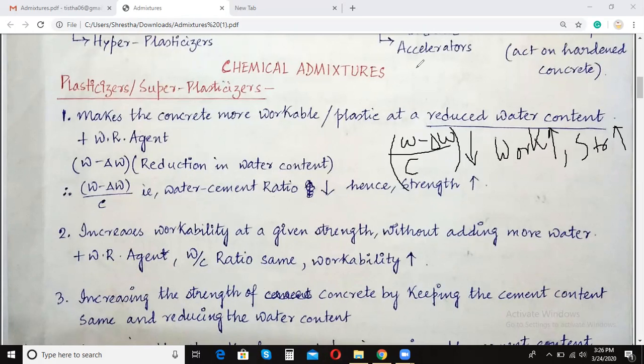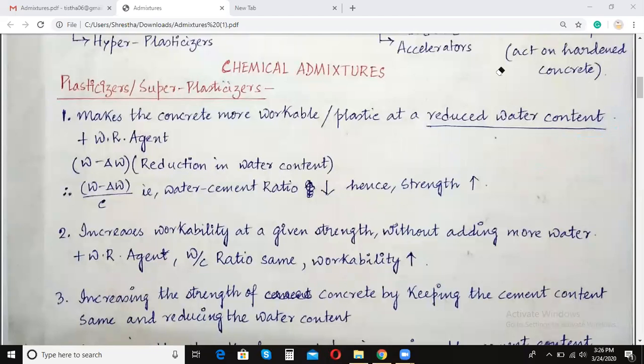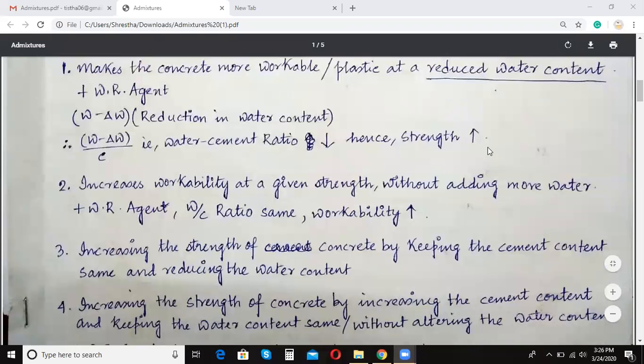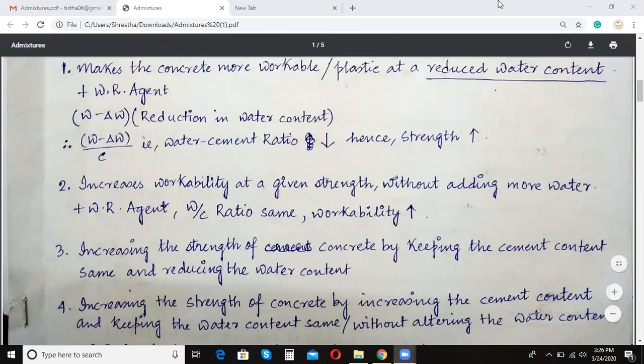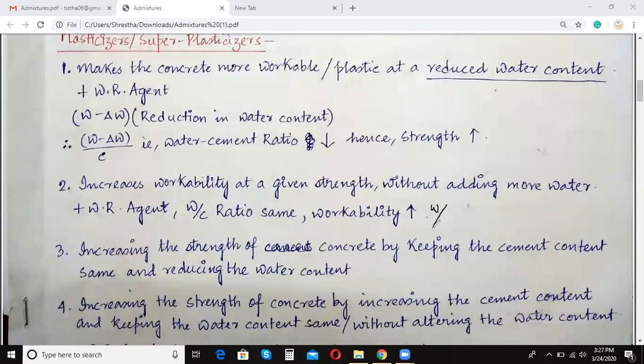Now the second point, we'll just rub this off. Okay, now let's see what the second point is saying. The second point says that plasticizers increase the workability of concrete at a given strength without adding more water. So what does it mean? It means that we are keeping the water cement ratio same. We are not altering the water cement ratio. And at that same water cement ratio, what happens? The workability or the plasticity of concrete is getting increased, right?